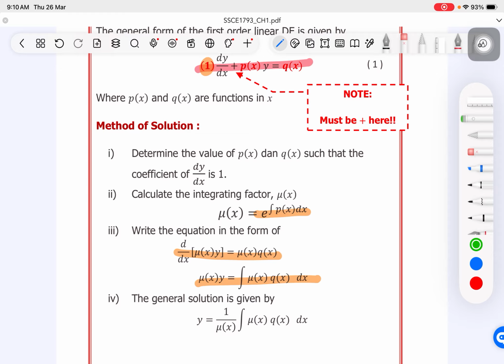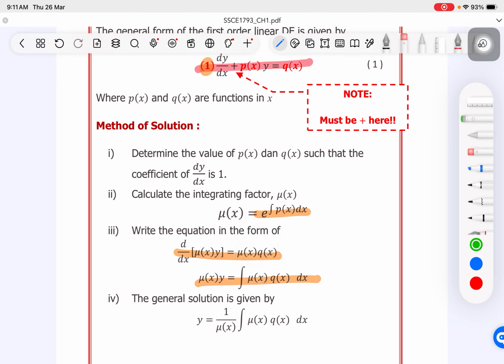Okay, once you recognize what your p(x) is, you can find your integrating factor, where μ(x) is e to the power of the integral of p(x) dx. Alright, then what you need to do next is d/dx of μ(x)y equals μ(x)q(x).